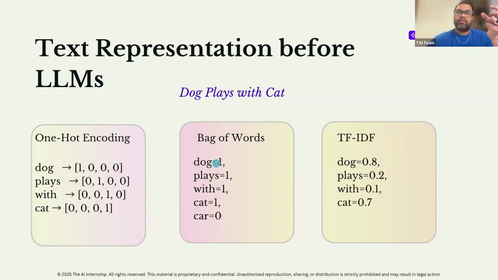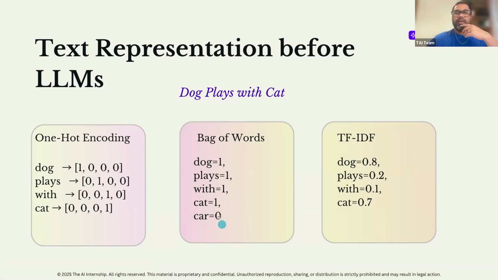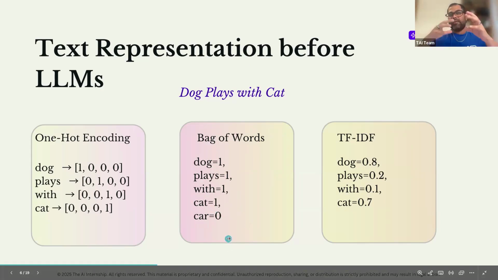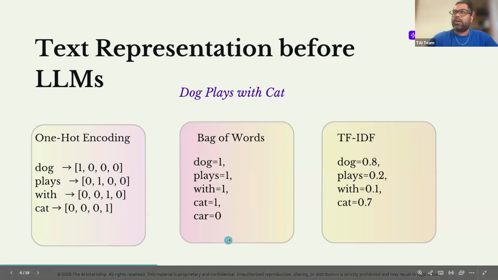Bag of words is another popular method, and it just captures the frequency of each word. So dog is present once, plays present once, with present once, but car is not there, so it's zero. If it's one of the words in the dictionary, it is zero. In real life these would be very long data sets, but just as an example, this is how it may look. TF-IDF is quite an interesting one.